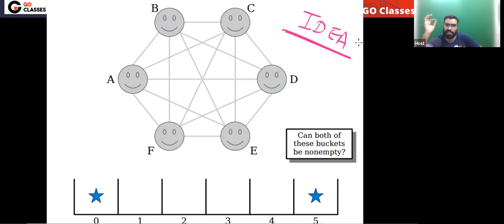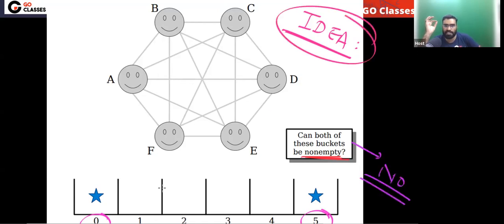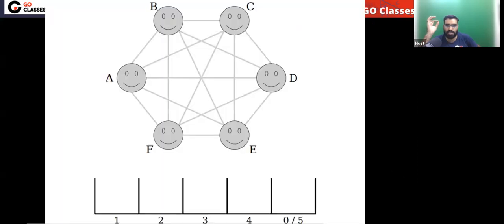The interesting idea in this question was this: can these two buckets be non-empty? Is it possible that someone will go here and someone will go here? Means someone is going to this bucket and someone to that one. That is not possible. And this is the complete idea in this question. The answer is no. This is a very interesting idea. Using this idea, you can solve this question.